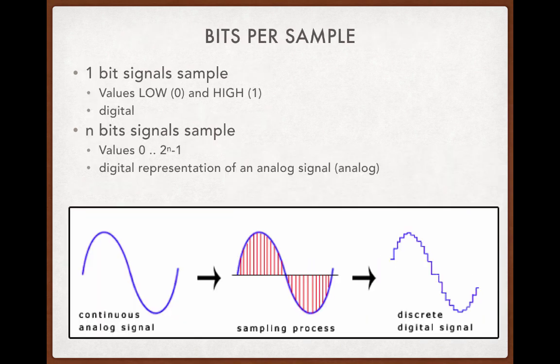Now, when we're talking about bits per sample, this is how accurate we can make the reconstruction of the signal. If we only have one bit per sample, it only gives us a low for a 0, for example, or a high as a 1, purely digital. Or we can have n bits per signal sample, and that gives us 0 to 2^n minus 1 possible values for each sample, meaning we can get a finer granulation of the input signal level the more bits we use per sample.